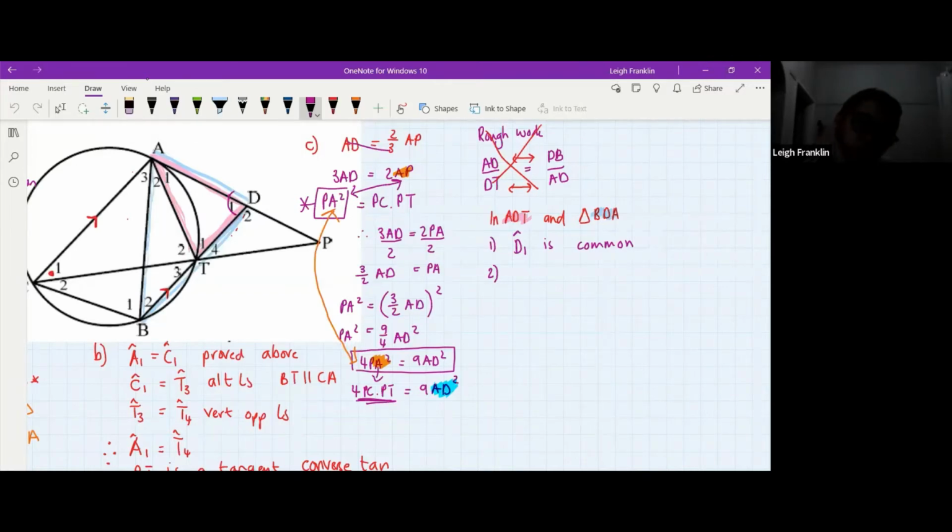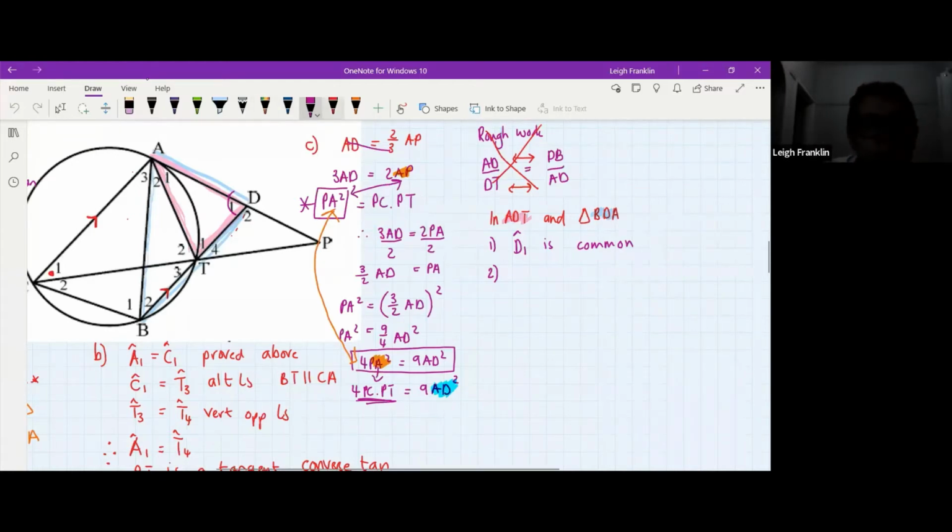Ma'am, isn't A1 equal to T4? No, never mind. Yeah, it is. A1 is equal to T4, but unfortunately T4 is not inside the triangle. So A1 is also equal to B2. There we go. That's it.